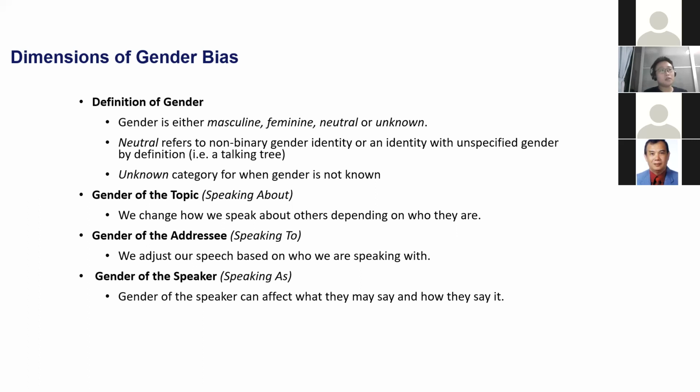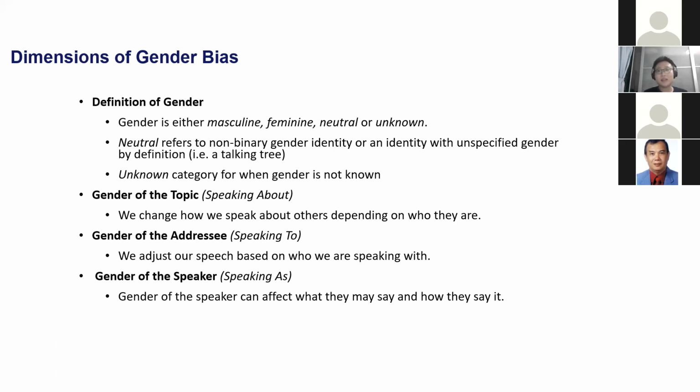The intuition here is that we adjust our speech based on who we are speaking with. So of course, when you talk to a man and when you talk to a woman, you may choose different words. You may be perhaps less vulgar when you talk to a woman, stuff like that. So that's the second dimension. And of course, the gender of the speaker, speaking as. So the gender of the speaker can affect what they say and how they say it.